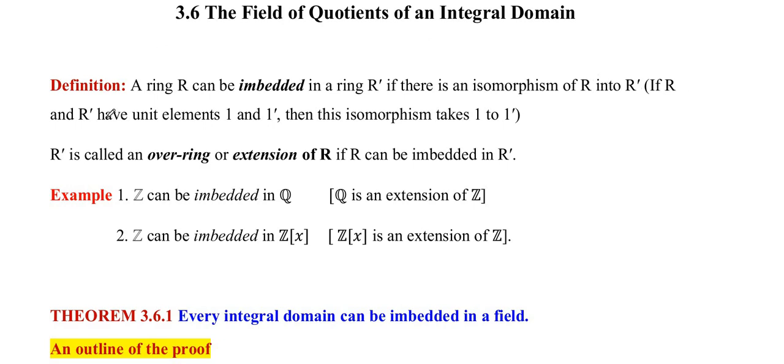Now suppose R and R prime have unit elements, say 1 and 1 prime respectively, then this isomorphism will take 1 to 1 prime, and this R prime is called an overring or extension of R. So we can call our R prime an overring or extension of R if R can be embedded in R prime. Now, we keep saying that all integers can be thought of as rational numbers.